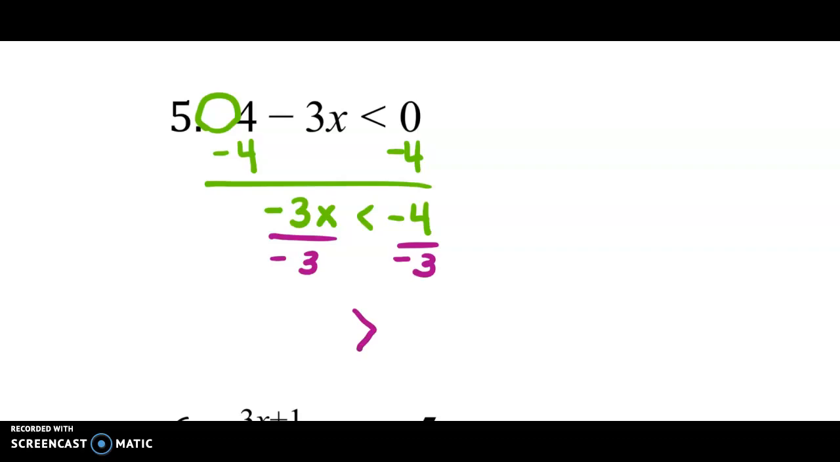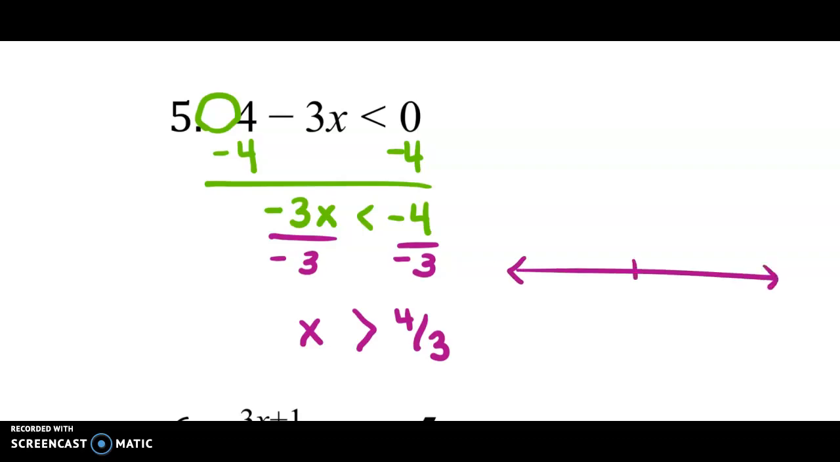-3 divided by -3 gives us positive x. -4 divided by -3 gives us a positive 4/3. Remember that a negative divided by a negative is a positive. So, switching our symbol gives us x is greater than 4/3.